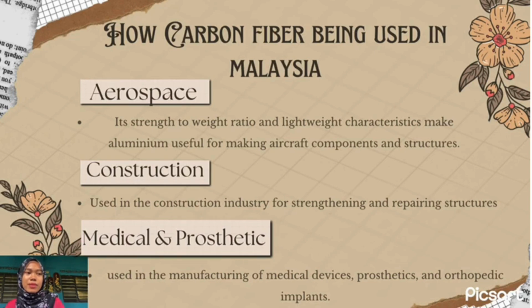Among them is aerospace. Its strength-to-weight ratio and lightweight characteristics make it useful for making aircraft components and structures. Second is construction, used in the construction industry for strengthening and repairing structures. In Malaysia, carbon fiber composite can be employed in the retrofitting of buildings, bridges, and other infrastructure to enhance their structural integrity and durability. Third is medical and prosthetics, used in the manufacturing of medical devices, prosthetics, and orthopedic implants.